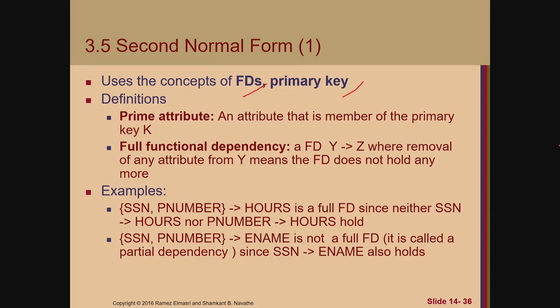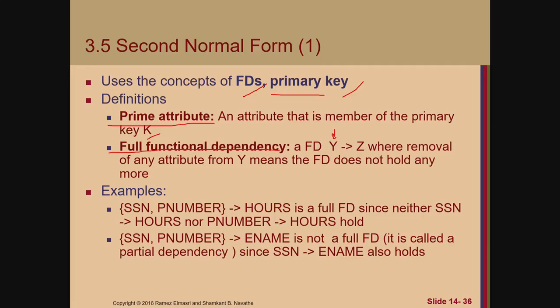Okay. And now, primary key. The primary key may be a set of attributes. Inside the primary key, we call them prime attributes. Now, prime attribute: an attribute that is a member of the primary key K. So the concept we need is full functional dependency.